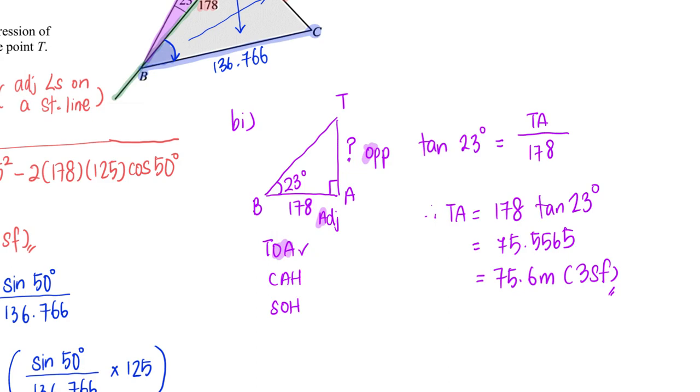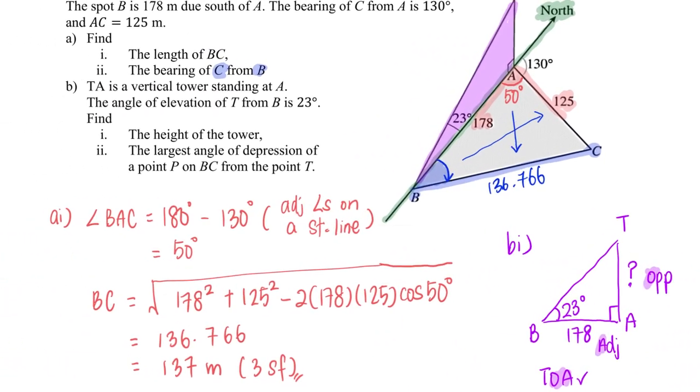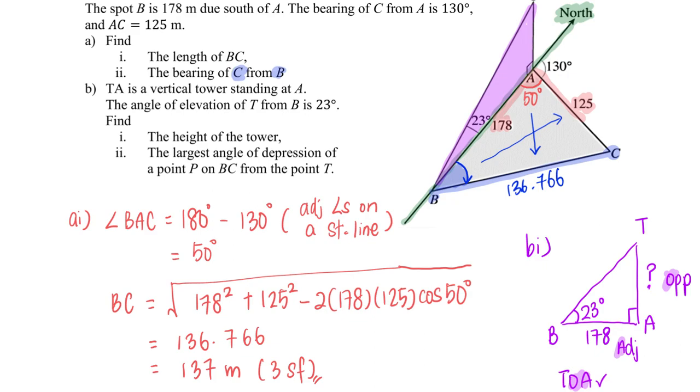Last, we will need to find the largest angle of depression of point P on the line BC from the tower T. So if I were to go back to this particular question here, it is important to take note that when they talk about the largest angle of depression, we are generally looking at the shortest distance from the line BC, which translates to the perpendicular distance.